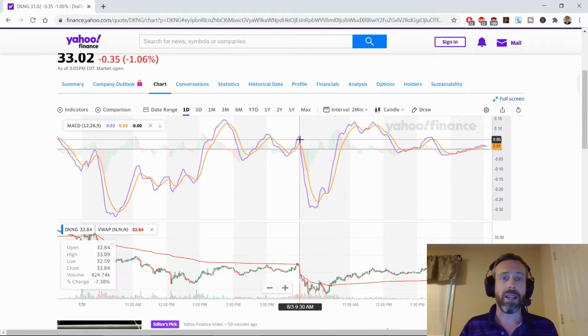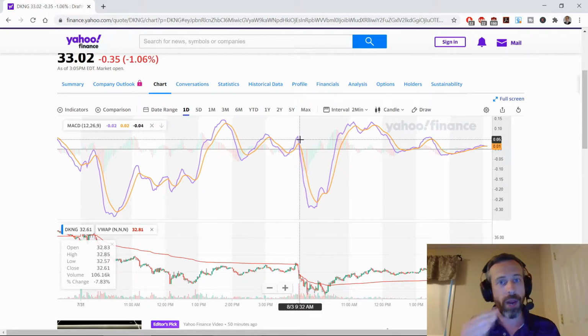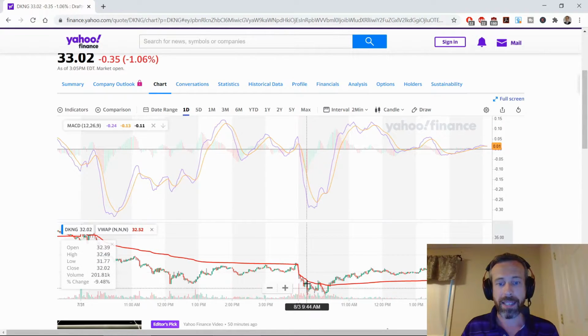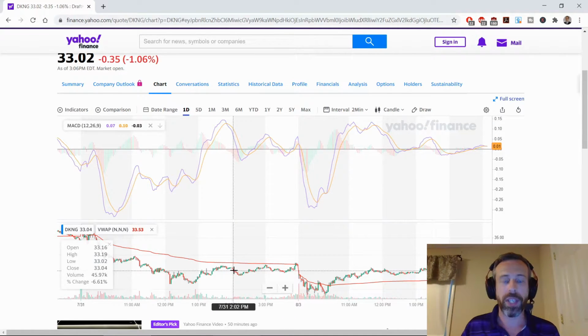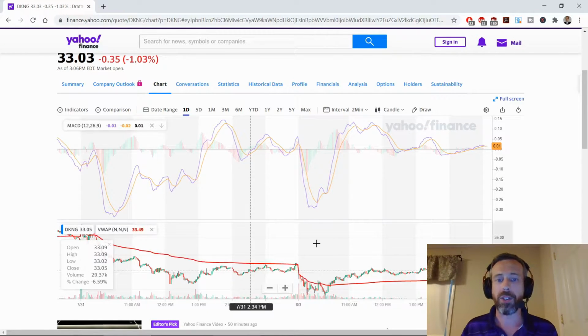Now, again, it doesn't tell you exactly what the strength of the movement is going to be, right? Because this drop is a lot steeper than this one over here. So it doesn't tell you exactly what's going to happen with the stock, but it tells you that there's a momentum shift.